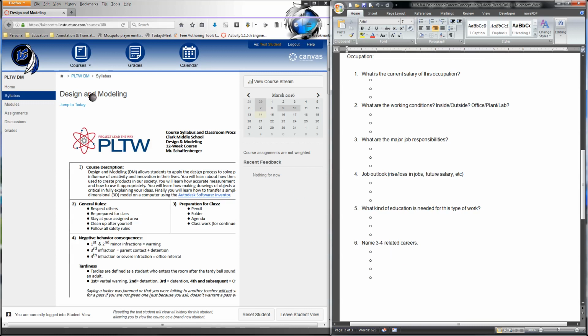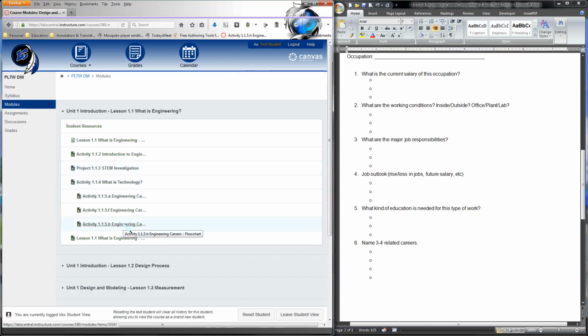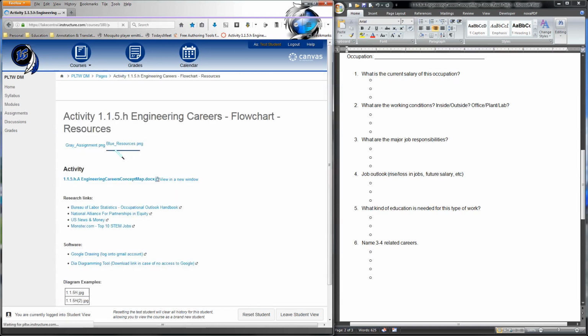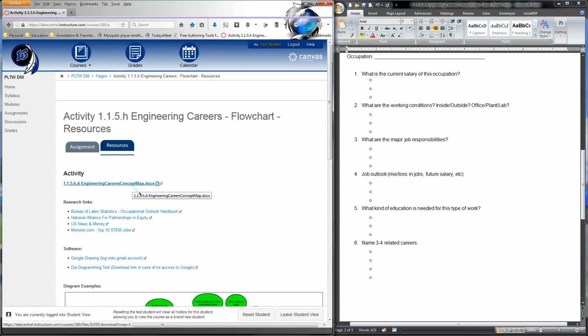So what you'll need to do is access your Canvas site, and go into Design and Modeling. Once you're in Design and Modeling, go to Modules, access the activity 1.1.5H, and then click the Resources tab. Located here, you'll have your worksheet in the activity area, and if you don't have that sheet, you'll be able to print it out. I gave you 4 links to do your research, and really the first one is all you should need to answer any of these questions.